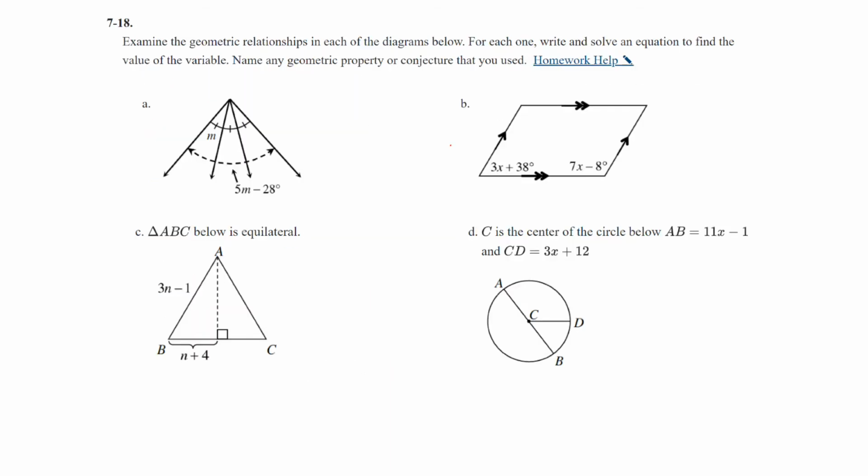Question 18. Examine the geometric relationships in each of the diagrams below. For each one, write and solve an equation to find the value of the variable. Name any geometric property or conjecture that you used.